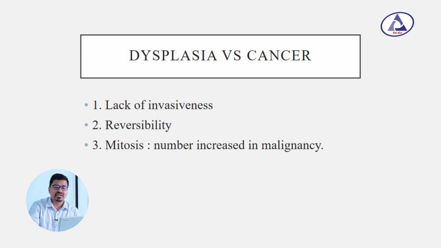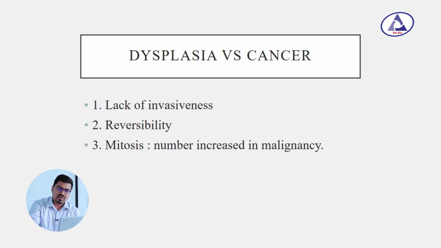How can we differentiate dysplasia versus cancer? Dysplasia lacks invasiveness, is reversible, and mitosis is present, while the number is increased in malignancy. That means there is lack of invasiveness in dysplasia, reversibility can occur, and mitosis occurs. Dysplasia may progress to cancer. It is reversible as the basement membrane is intact.